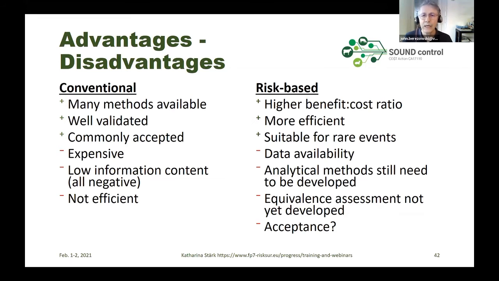Risk-based surveillance should give you a higher benefit to cost ratio. It should be more efficient, and it's more suitable for rare events because you can focus your surveillance on the substrata of the population where you're more likely to find the disease. Data is not always available. We still need a lot of analytical methods, especially for doing things like estimating prevalence in the population. And equivalence assessment between countries has not yet been developed, and it's becoming more accepted, but it's not completely accepted.